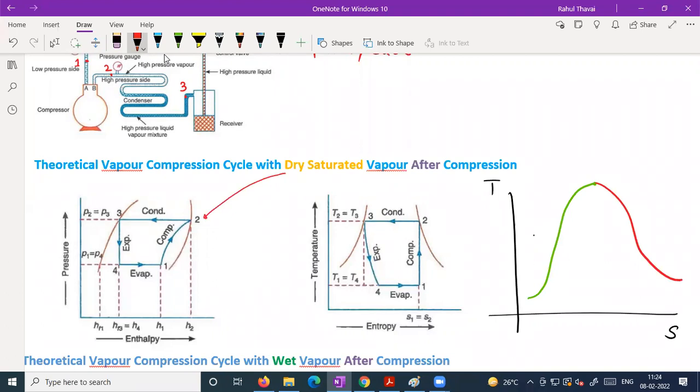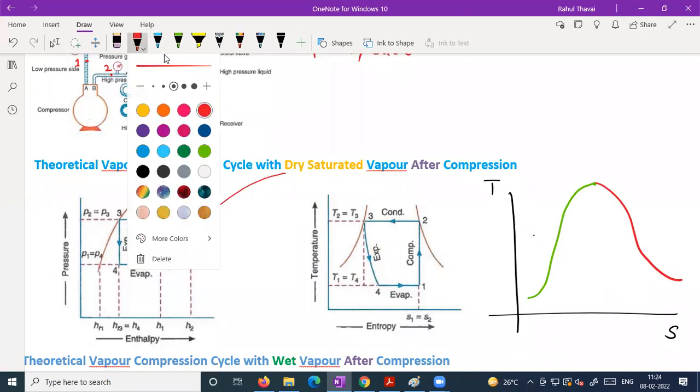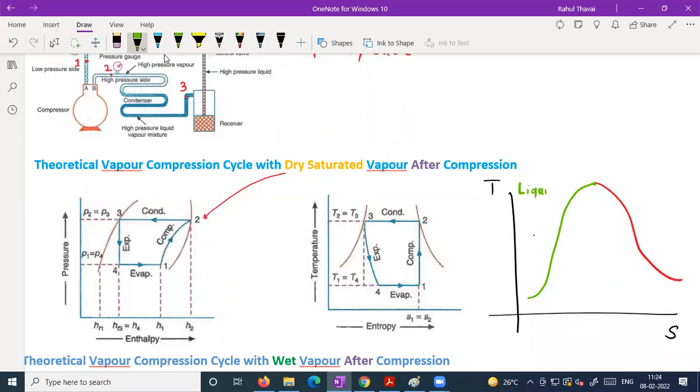Now when you talk about the green region, in the green region we have a liquid. Once we heat this liquid, the liquid gets converted into vapor. But whatever vapor is formed contains some moisture particles. So that means we have a mixture of liquid plus vapor. That's why we call that wet steam.